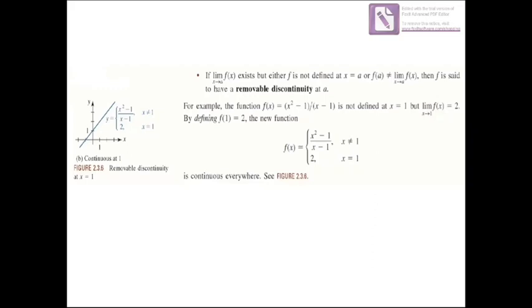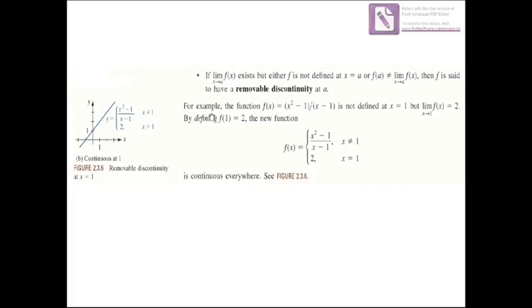Then we have the last type of discontinuity which is called removable discontinuity. So if the limit of f(x) when x approaches a exists, but either f is not defined at x equal a, or f(a) is not equal to the limit of f(x) when x approaches a, then f is said to have a removable discontinuity at a. So removable discontinuity, the limit will exist, but either f(a) is not defined or f(a) is not equal to the limit.